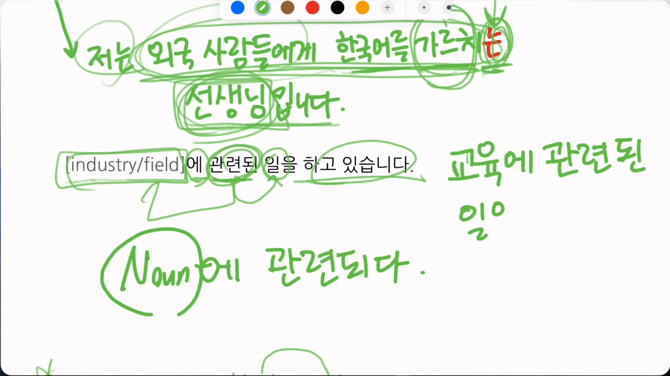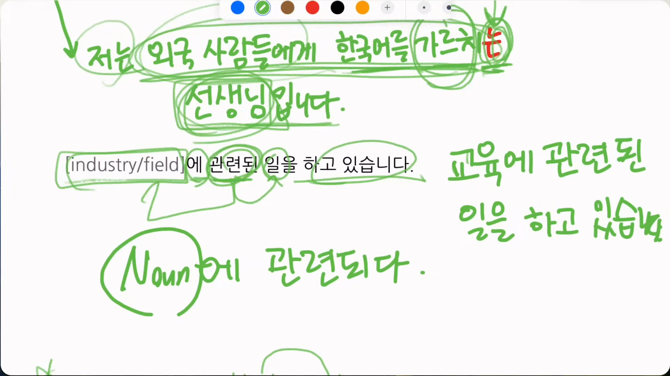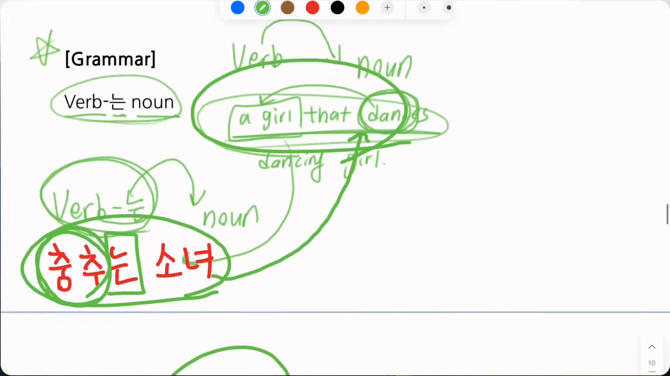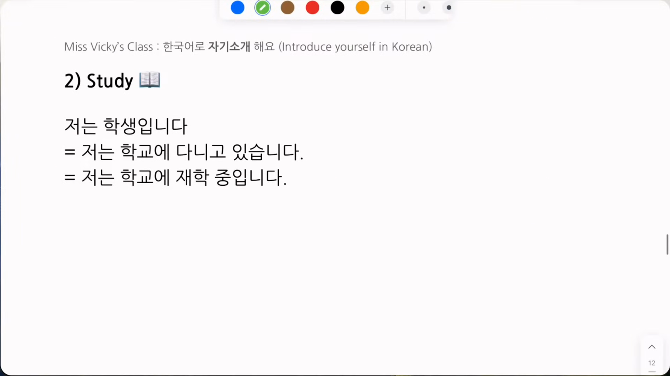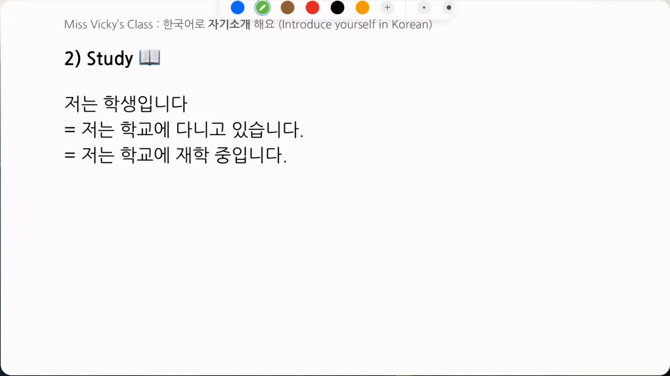교육에 관련된 일을 하고 있습니다. I could say it like this, right? 그리고 제 직업은 회사원입니다. 좋아요. 일단 그렇게 하면 되고요. 그리고 요리사, 학생, alright.